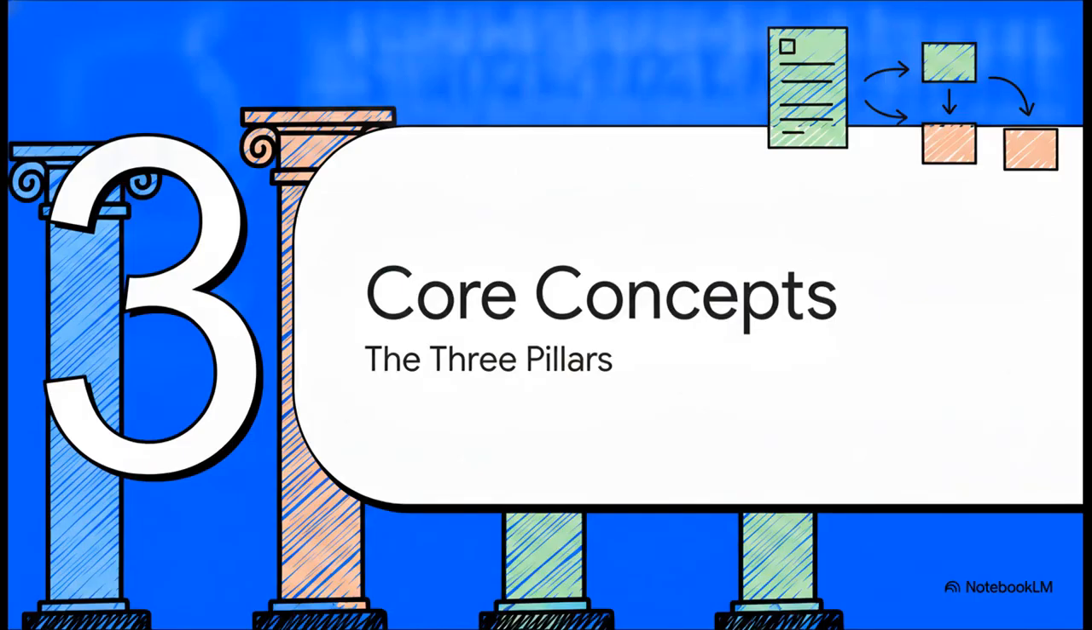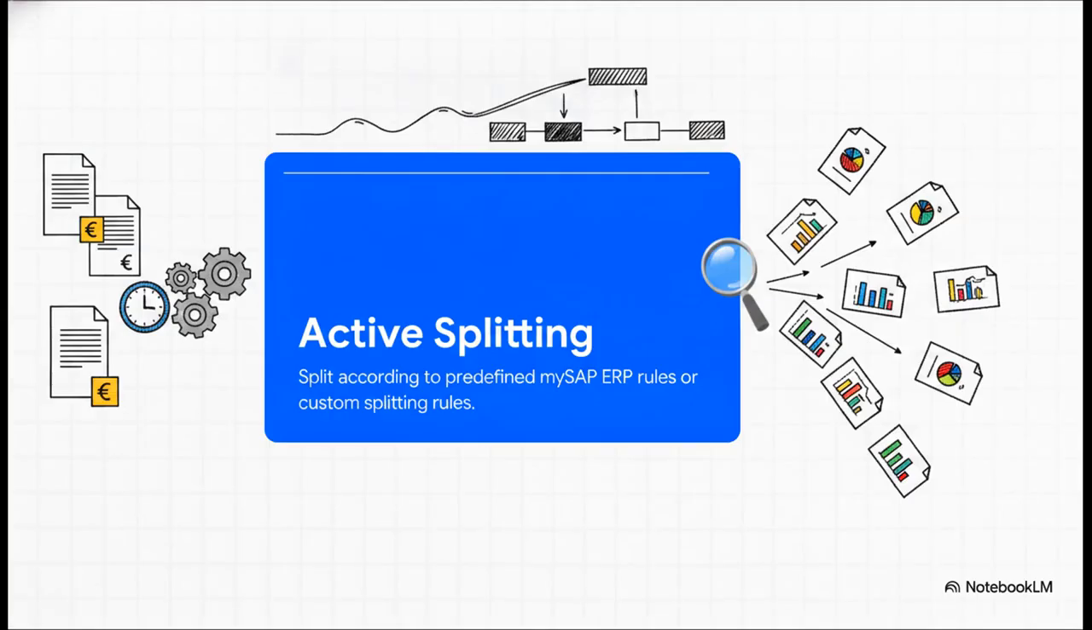All right, Section 3, core splitting concepts, the 3 pillars. To really understand how SAP pulls off this balanced state natively, we need to quickly define the 3 main mechanics of document splitting. First up is active splitting. This happens right as the document is posted, based on predefined rules set up in SAP ERP. The system actively looks at your expense ratios and applies them in real time.